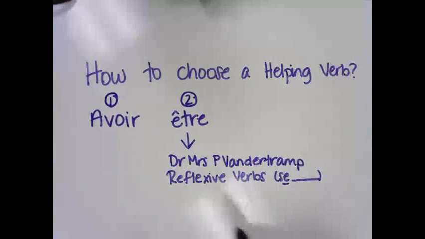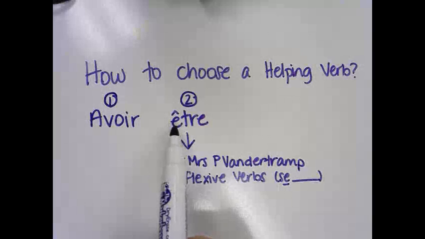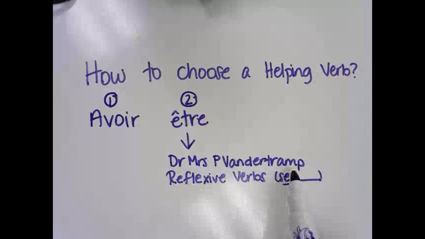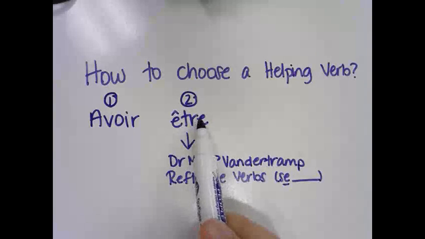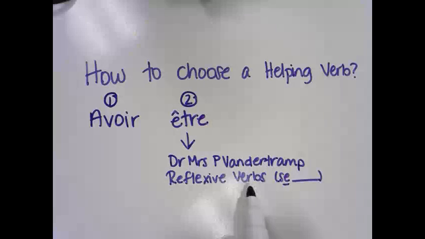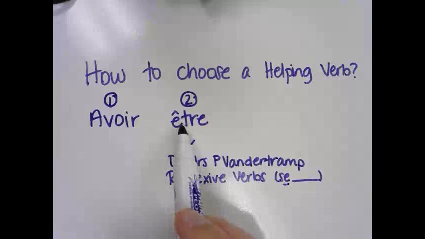So what you need to know is that être is only used for Dr. and Mrs. P. Vanderkamp verbs, which we'll get to later. It's just an acronym that helps you memorize which 17 verbs follow être as a helping verb, and also any type of reflexive verbs. So anytime you see that se, you're going to use être as your helping verb.